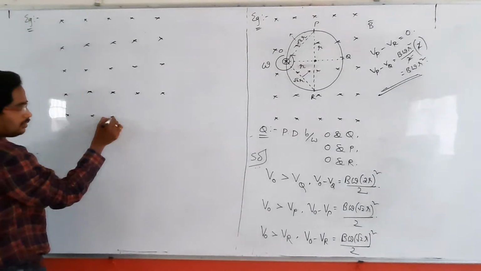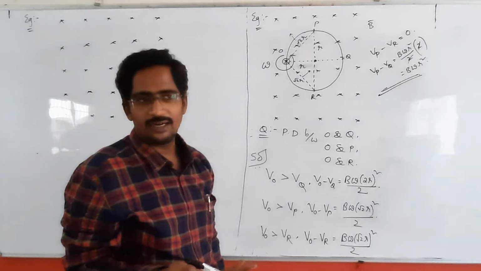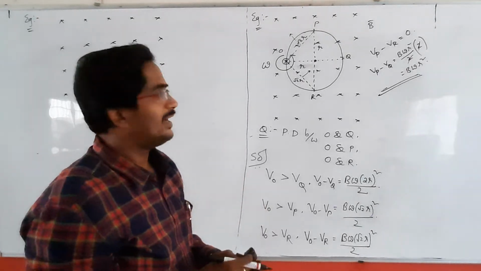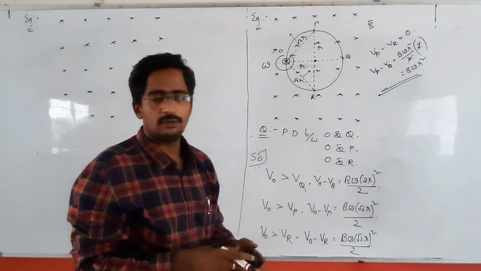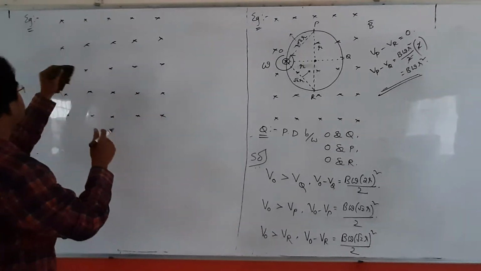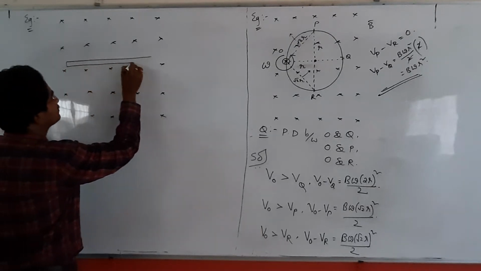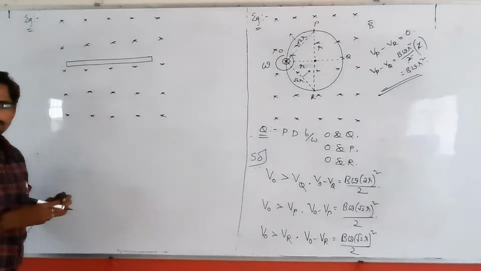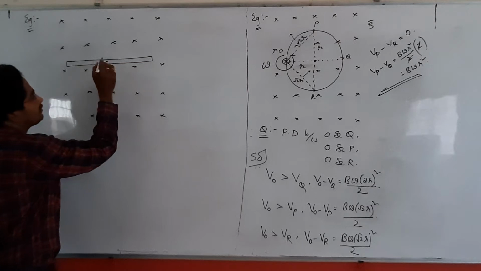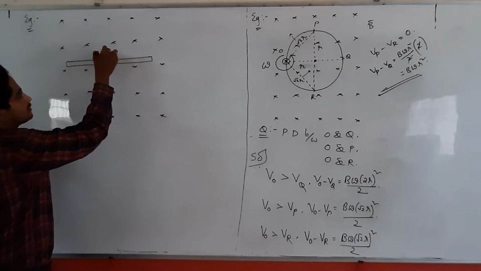Don't worry, as I am taking this magnetic field inward every time, you may take it in the outward direction also, but due to regularity and comfort, I am drawing the magnetic field inward every time. But there is no need to always draw it inward. In this field, a rod is placed here, and this rod is rotating about this central point with angular velocity omega.